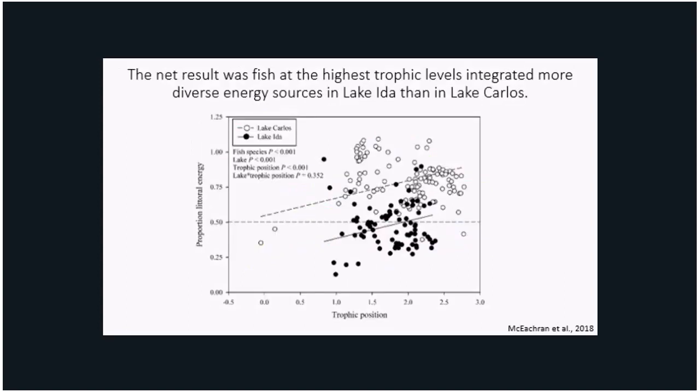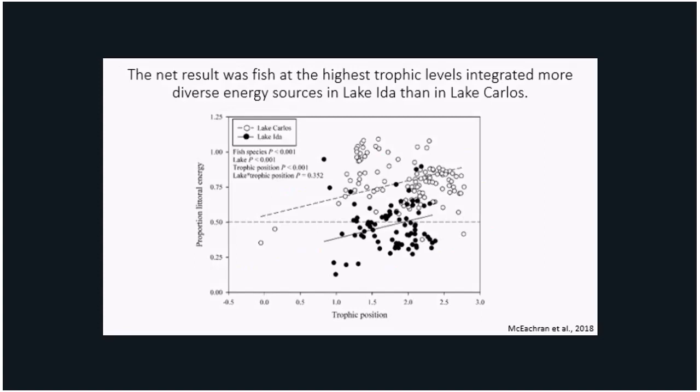The net result is that fish at the highest trophic levels are integrating more diverse energy sources in Lake Ida than in Lake Carlos. Recent research has suggested that larger fish, or those higher in the food chain, are able to integrate diverse energy sources from different areas in the lake. But in Lake Carlos, our fish are eating at a higher trophic position and are eating less diverse food sources, suggesting that there might be increased competition, especially at the highest levels of the food chain. And this is illustrated in this image.